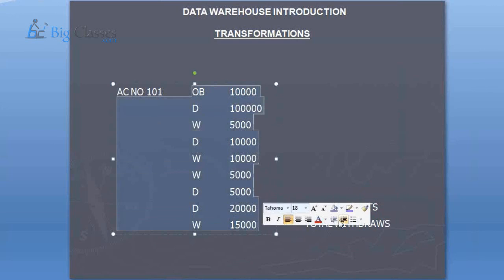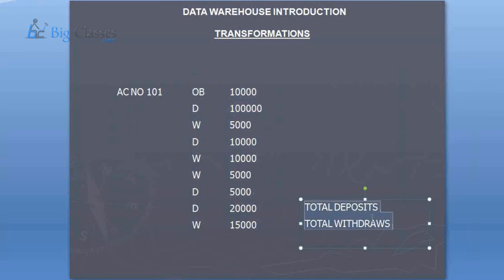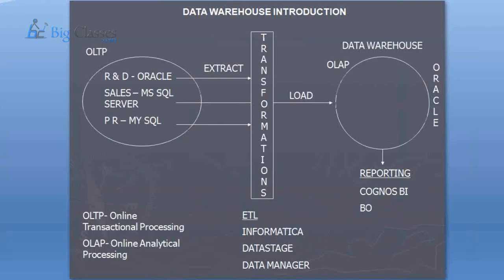OLTP is used to run the business, whereas OLAP is useful for doing analysis on the running business. For example, so-and-so scheme A, car loans, is profitable, so encourage this. So-and-so scheme B, housing loans, is not that profitable, so don't encourage that. Like that, to take decisions on the running business, we have OLAP.